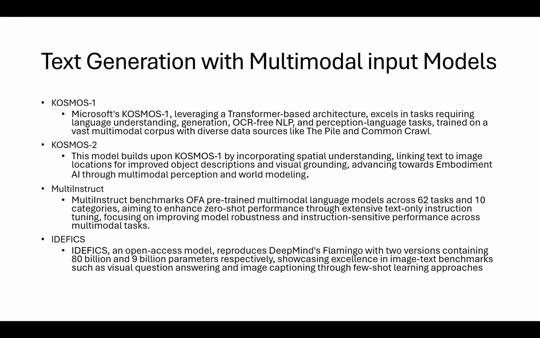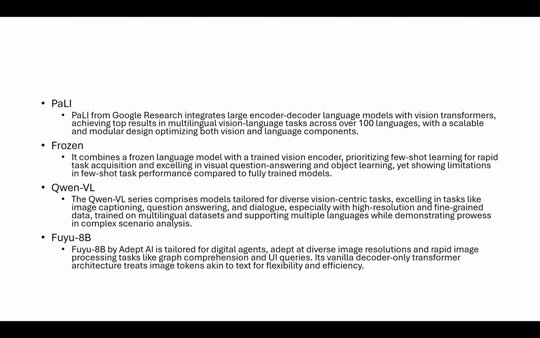Then you have a bunch of more models. Out of this, IDEFICS is something of interest, where it's an open access model. There are two versions, one with 80 billion parameters, another with 9 billion parameters. It shows really good results in image text benchmarks, such as questions about where a particular thing is in an image. And it is really good at few shot classification. Then there are a few other models you can read about.